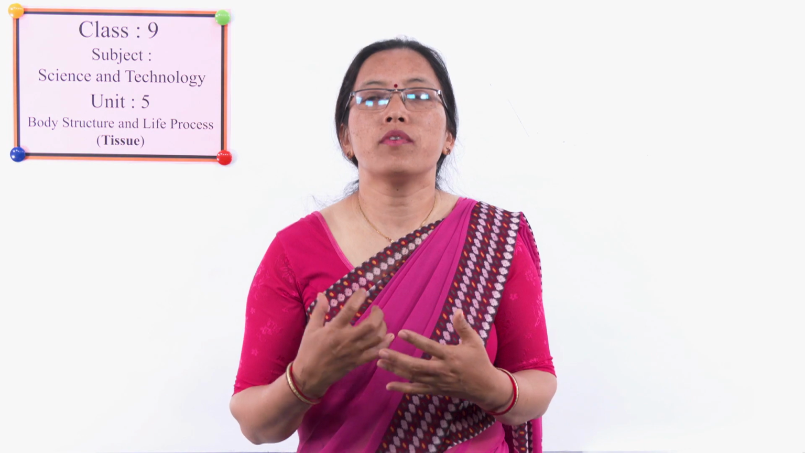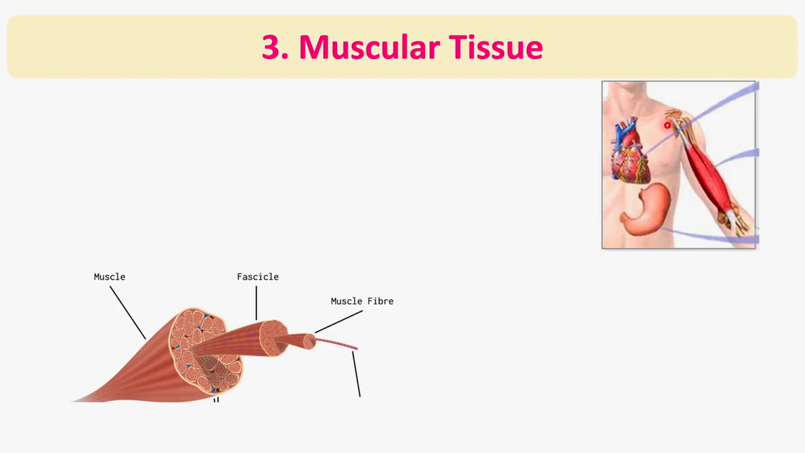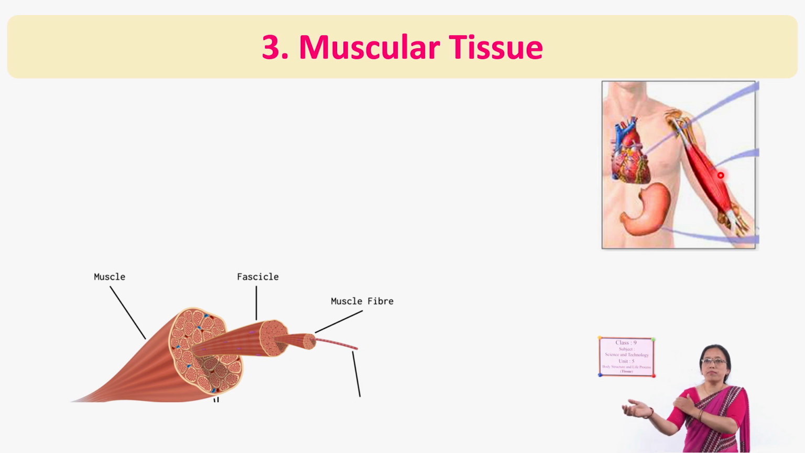So actually, what is muscle and what is muscular tissue? Muscle means it is made up of muscular tissue. Just in this picture you can see there are different types of muscles. You can see the muscles present in our arm; there are biceps and triceps muscles. And if we observe the structure of this muscle compared to the heart muscle.